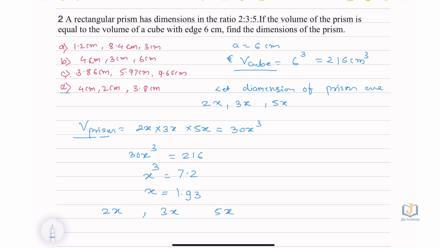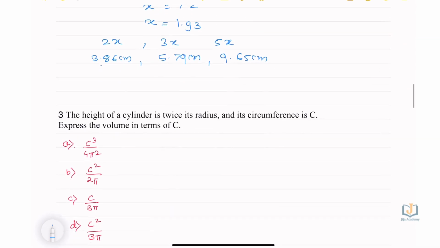So 2x is equal to 3.86 centimeter, 3x is 5.79 centimeter and 5x is equal to 9.65 centimeter. So these three are the dimensions of the prism. So option C is the correct answer. Moving to the next problem.